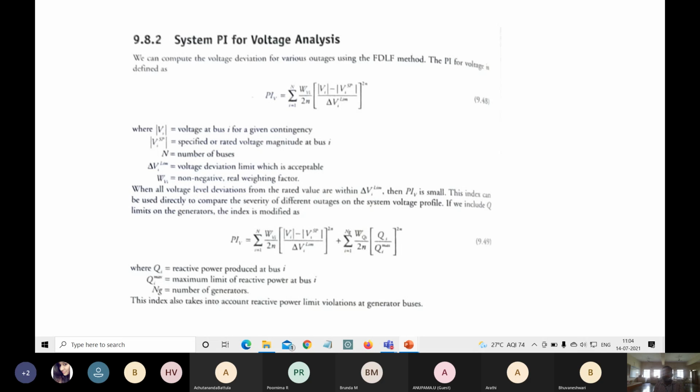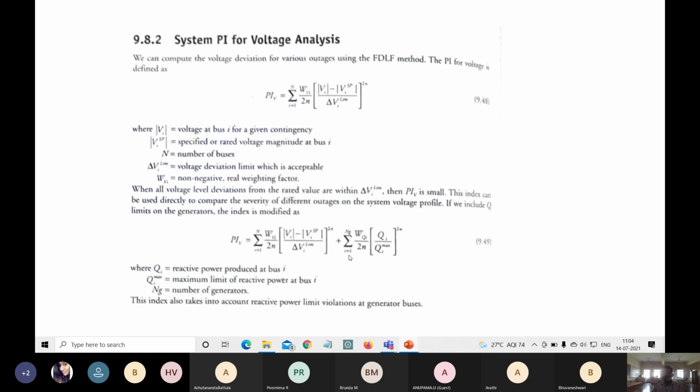If you are going to consider the reactive power limits, the Q limits of the generation, then we can modify the above equation. The only modification is that you have to add an extra term along with this one: W_Q by 2n times (Qi divided by Qi max). Here Q is the reactive power at bus i, and Qi max is the maximum tolerable limit of the reactive power. W_Q is the weightage factor. Here n is the number of buses, and G is the number of generators.